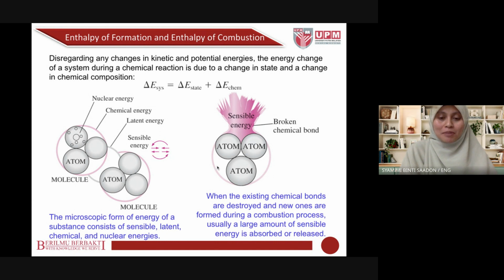There is also sensible energy when the existing chemical bonds are destroyed and new ones are formed during the combustion process. Usually a large amount of sensible energy is absorbed or released. So it relates to the bonding of the atoms within the chemical compound, the hydrocarbon fuel, etc. The thermal energy is released when the chemical bonds of the atoms are being broken.